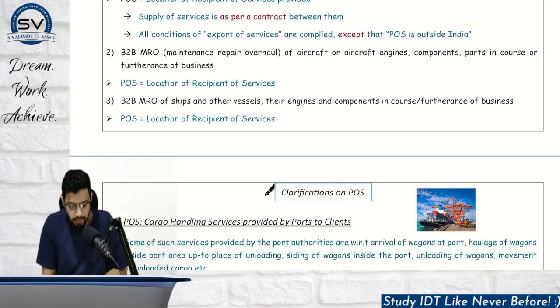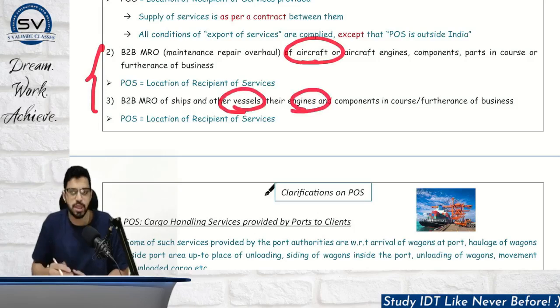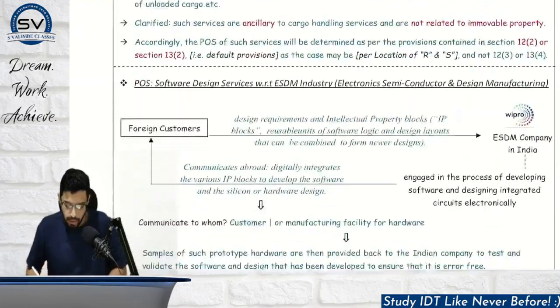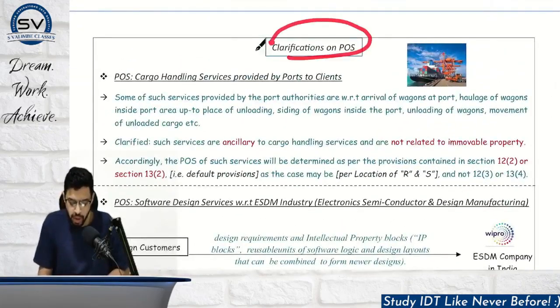Okay. Similarly, B2B services with respect to ships and vessels and their engines, then again the location of the recipient. So these two are essentially the same. Here aircraft is being talked about, here vessels and ships are being talked about. So this is something that you just need to understand at a very basic level. Testability is not very high. Okay, now let's cover two clarifications that were issued.